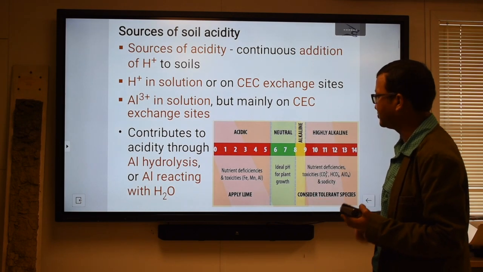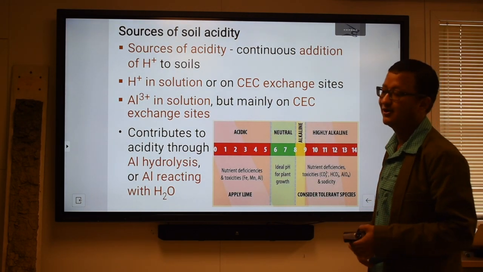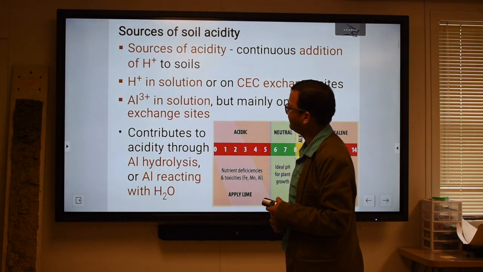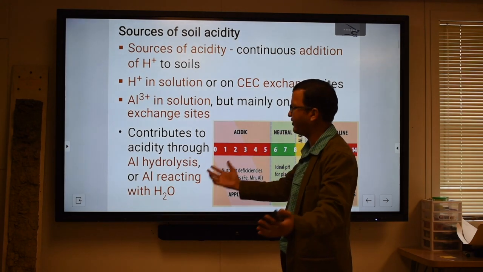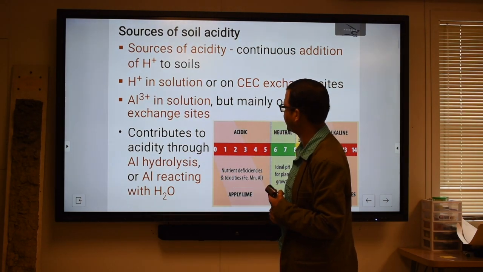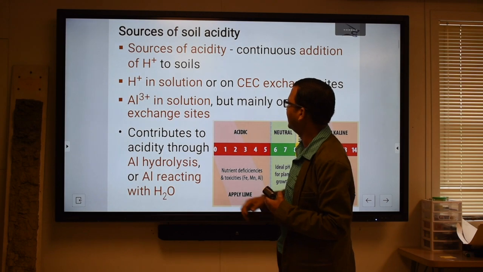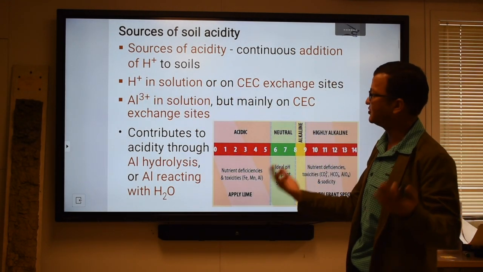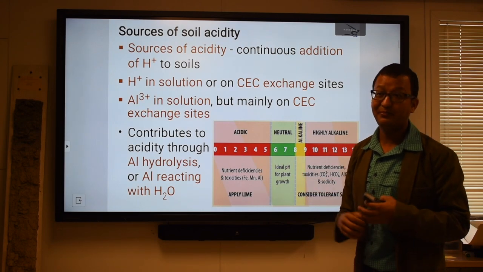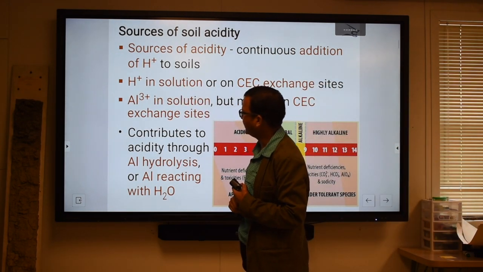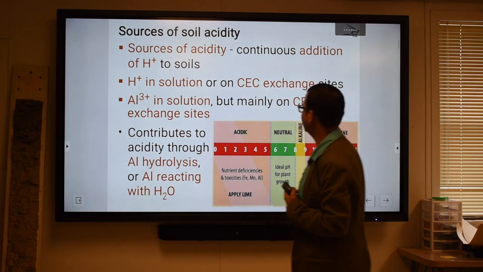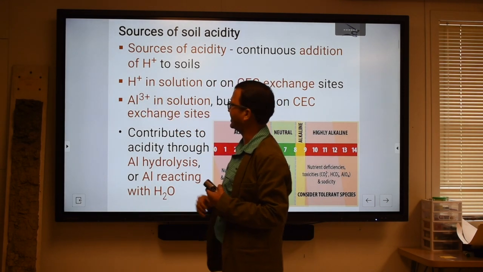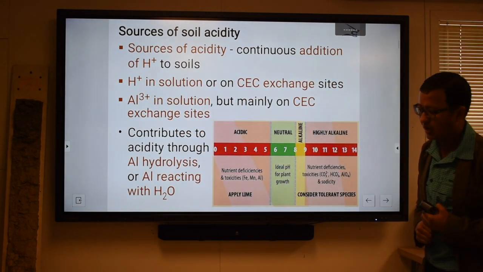Hydrogen ion in the solution or on the CEC: in the soil system, we do have hydrogen ions already present. They might be in the soil solution, or in the cation exchange sites. That is the measurement of the acidity. In natural conditions, we do have some of those hydrogen ions present. Aluminum in the solution or on the CEC is the other one, and that is also a source of acidity.